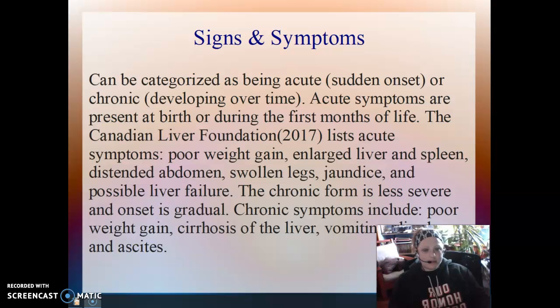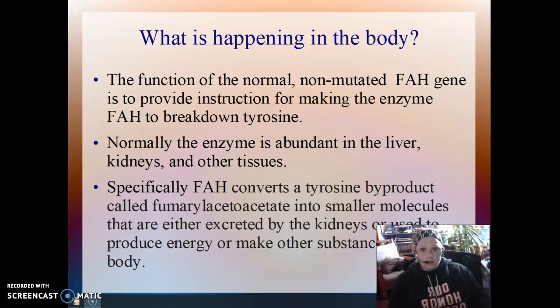Chronic form is less severe. However, the onset is gradual, but is still pretty severe. Symptoms here include poor weight gain, cirrhosis of the liver, vomiting, diarrhea, and ascites, which is a fluid accumulation in the abdomen. So these are not very good things for a patient to experience, and it's quite a painful disorder to be going through, especially as an infant.